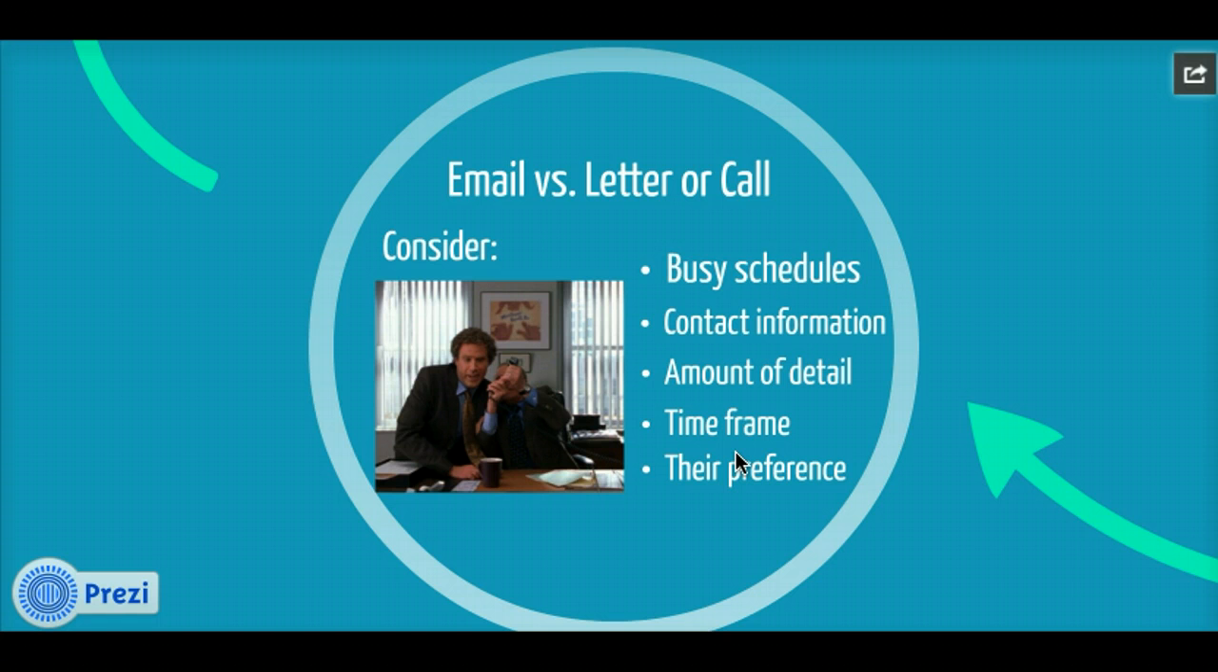And I'm sure that these are things that we've already experienced in our email experience as students, and so just things to keep in mind as we continue to email, because it's a very important part of business communication, but it's not the only one. Letters and phone calls still have their purposes.